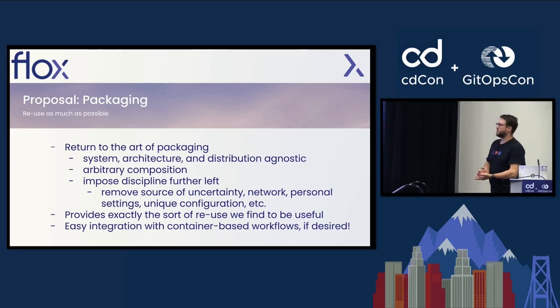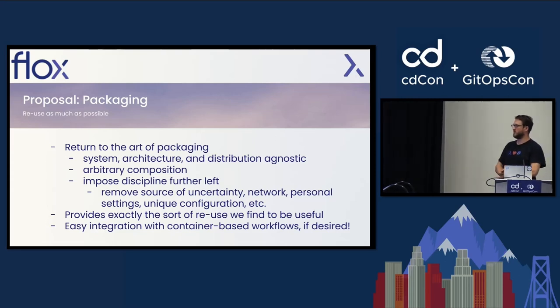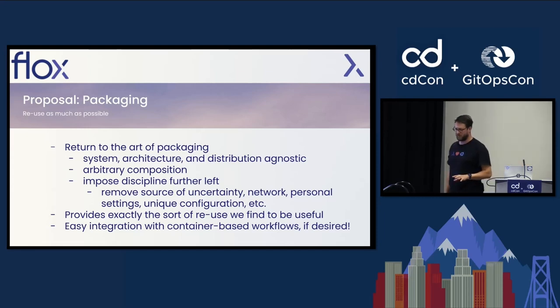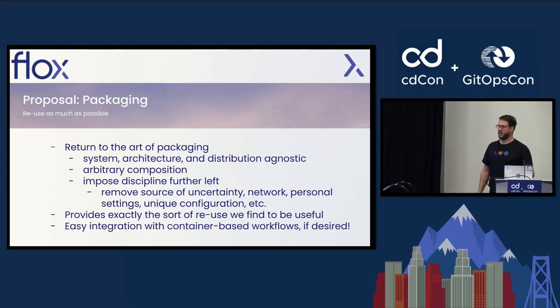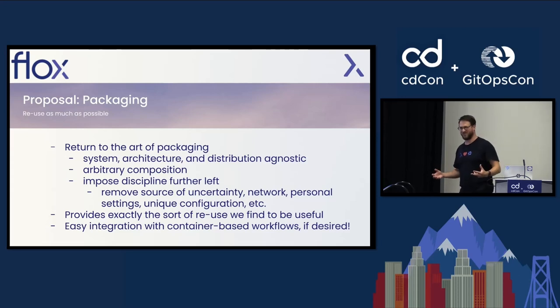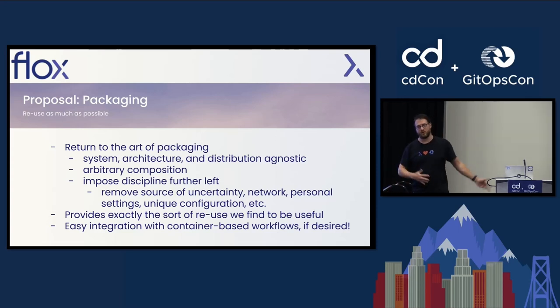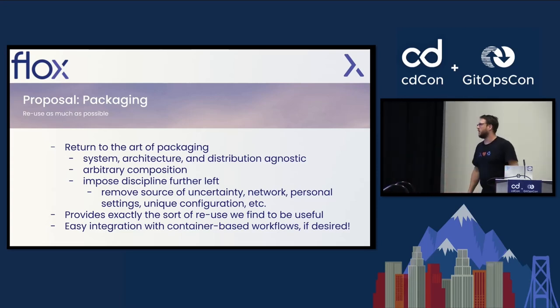So I want to impose, now how do we do this, though, right? This is a discipline you have to impose much farther to the left. The onus is on the developer very often to get the packaging side of things correct. This is their domain of expertise, their specialty. So how do we make it so that when they package something, it's reusable elsewhere? Let's remove sources of uncertainty. Let's remove the issues of network, my personal settings. This is stuff that makes it work on my machine and break on someone else's. We don't like those things. Remove those things as much as possible, and we end up, hopefully, with something that is reusable.